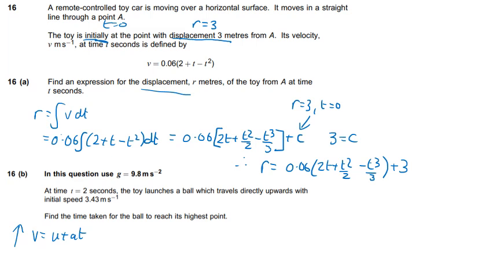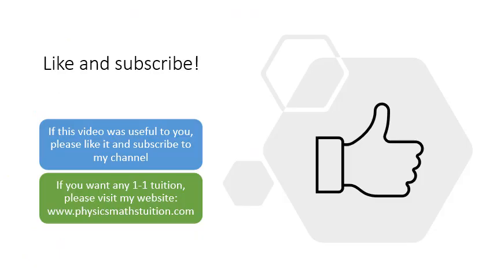So we know that the final velocity is 0. The initial velocity, let's take upwards as positive this time, so it has an initial speed of 3.43 upwards. Its acceleration is in the opposite direction downwards, 9.8. So if we solve that, we get t is equal to 0.35 seconds. Okay, and that's the paper done.